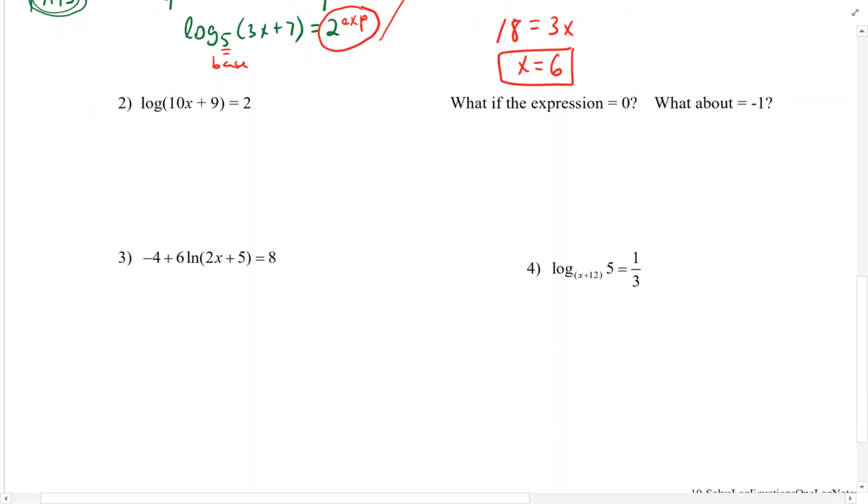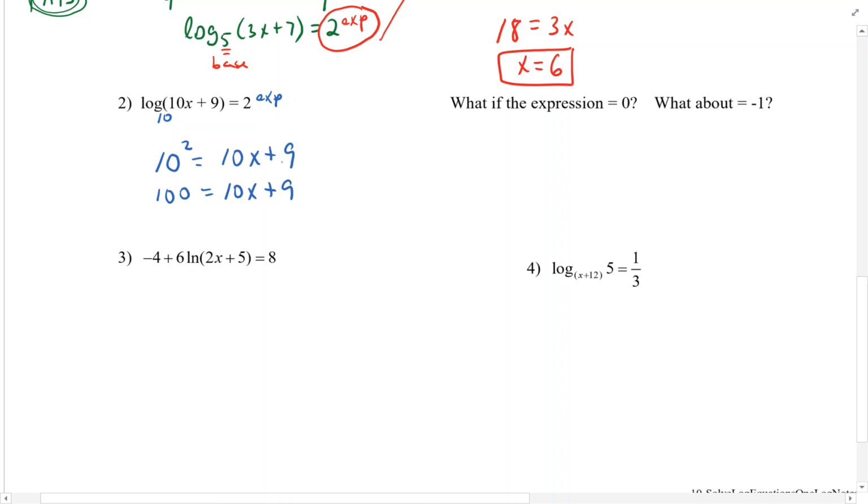If we look at number 2, we have log of 10x plus 9 equals 2. In this problem, we have to remember that whenever there's no base written down, that is log base 10. If we do the order of operations backwards, there's really nothing outside of the log to consider. So all we have to do is rewrite this log as a power. The base of the log is 10, so the base of the power is 10, and logs equal the exponent. So 10 squared equals 10x plus 9. And then 10 squared is 100.